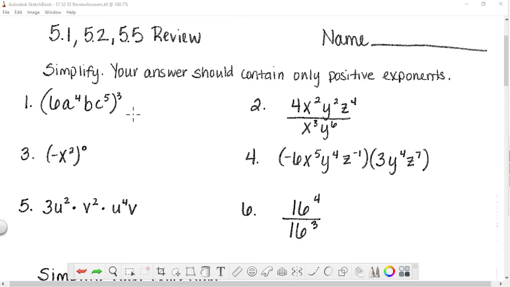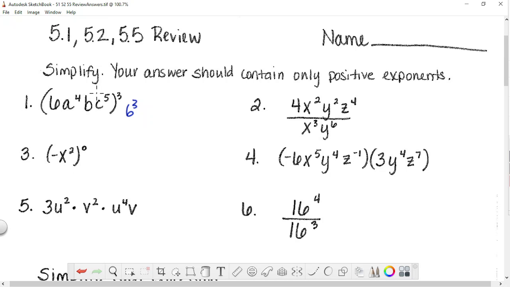So number one, you raise this entire quantity to the third power, and so you multiply the exponents. And remember, you've got an unwritten exponent of 1 on the 6. So 1 times 3 is the exponent that's going to go on the 6. So that is going to be 6 to the third. And then you also do each of the others like that.